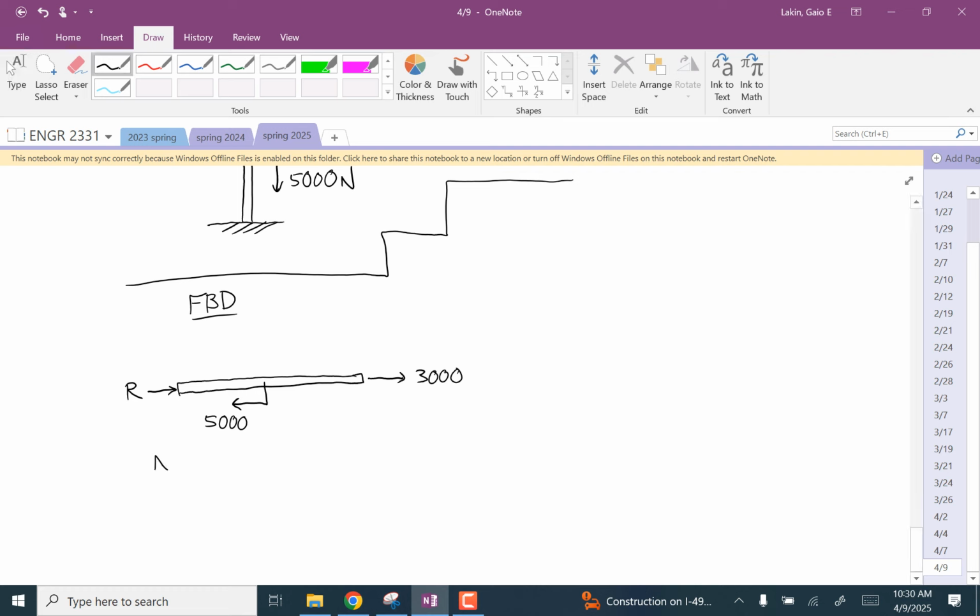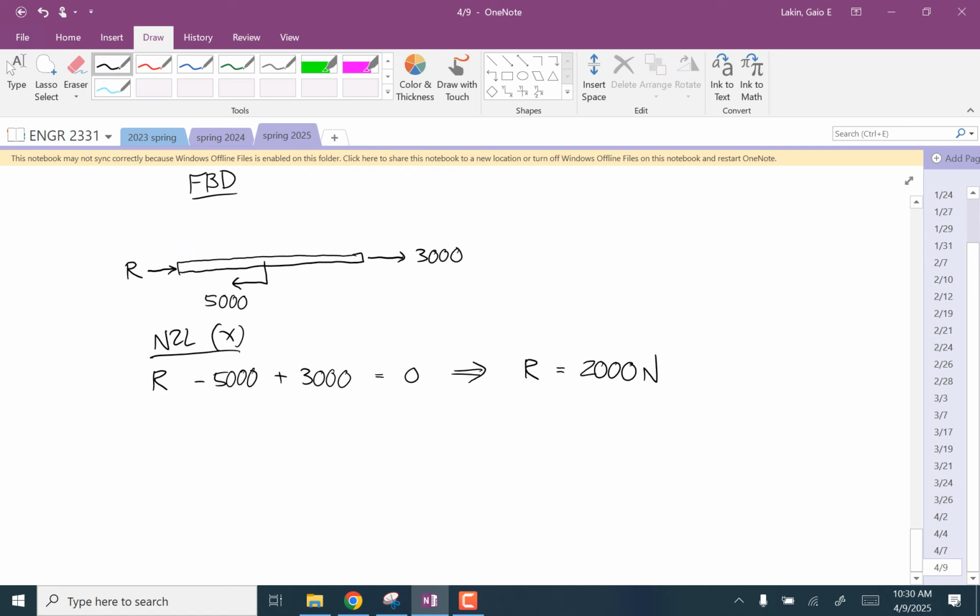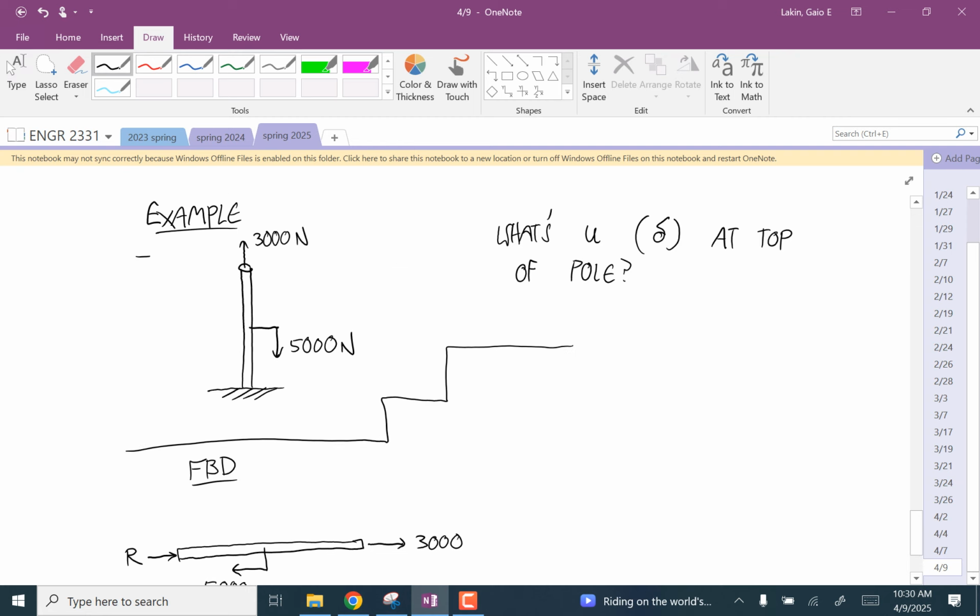Okay, so Newton's second law then, I'll just do it along the x-axis. Says positive R minus 5,000 plus 3,000 is equal to 0. So R is equal to 2,000. And now I'll do my cuts. I didn't give a length for any of this. Let's say we have half a meter for each of these.